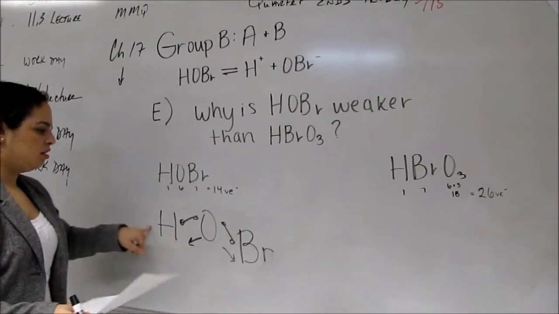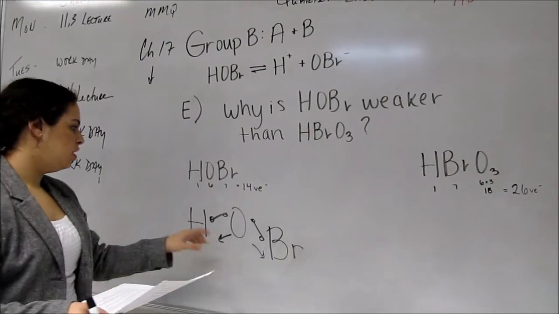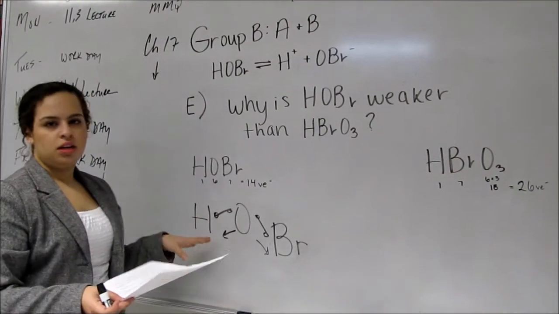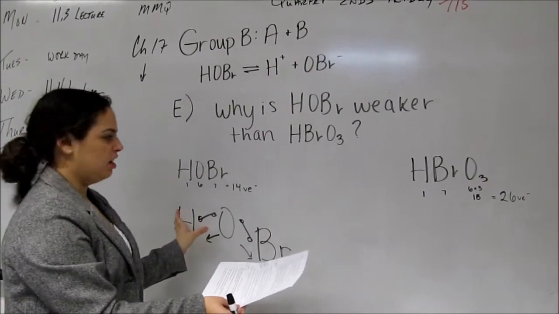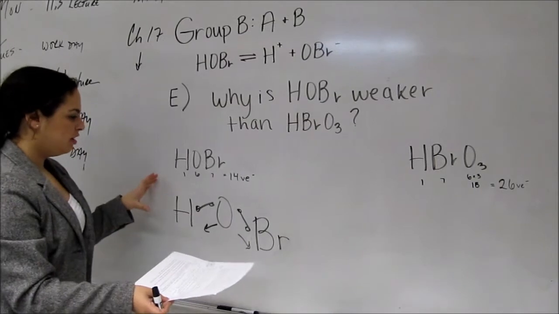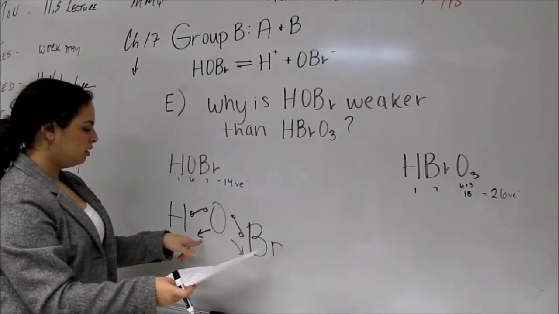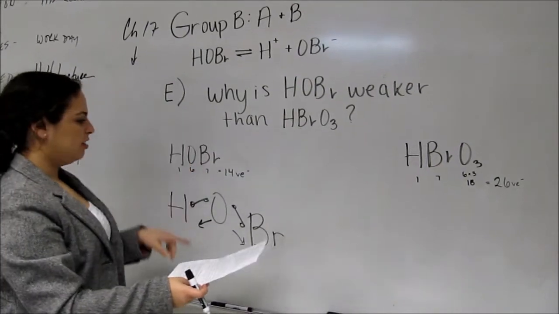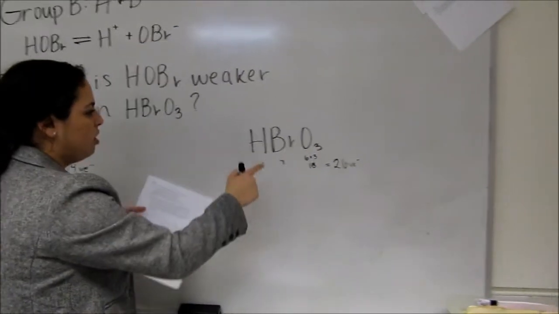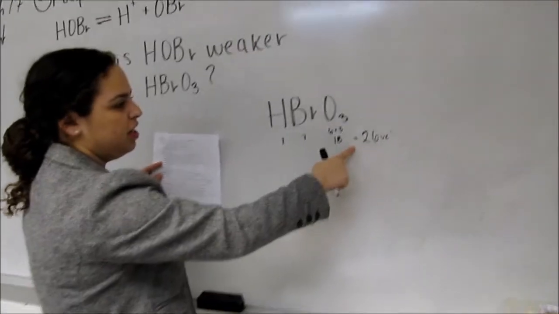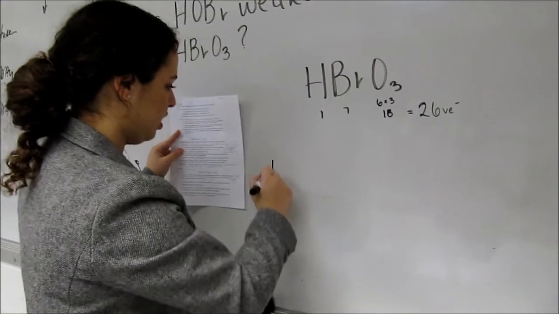So the oxygen and the hydrogen don't bond, and so it's weaker because the bromine kind of sets it off balance, and so it's not as strong because this is very polar, and so it makes it weak. And so for the HBrO3, we need 26 valence electrons, and the structure would be drawn like this.